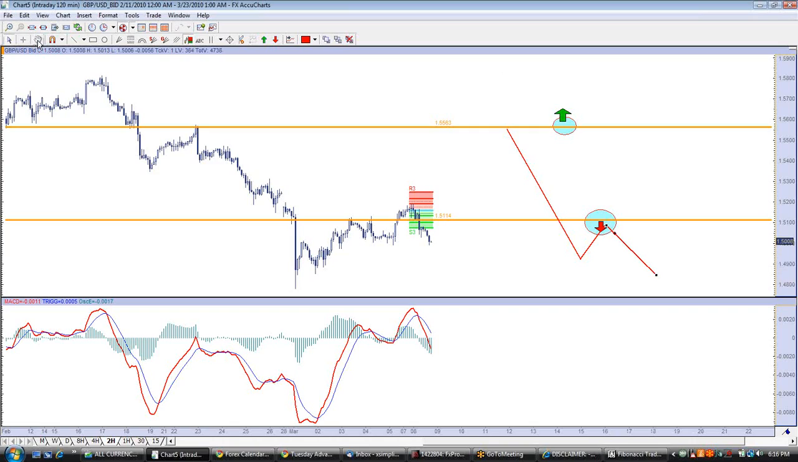Now, there is a couple ways to trade the breakout. None of those that I will say are wrong. I will tell you which one I like the most. It doesn't mean that the rest are not good.